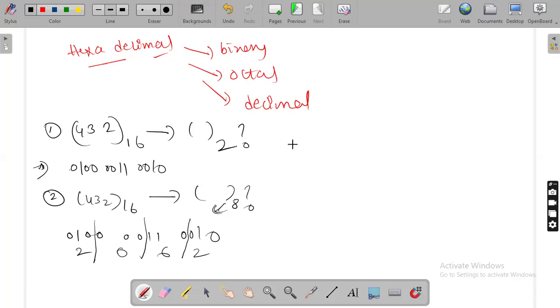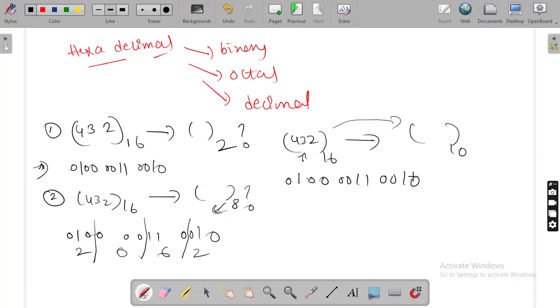Next, hexadecimal to decimal. So which style to which style? 432 is in hexadecimal. Now convert this into decimal style. Decimal style means base 10. Now tell me, what is the style of hexadecimal? Dividing 4 bits. What is the style of decimal? Powers of 2. So first write this style and convert it. This style is 4 means 0100. 3 means 0011. 2 means 0010. Now this is hexadecimal style. Now convert this into decimal style.